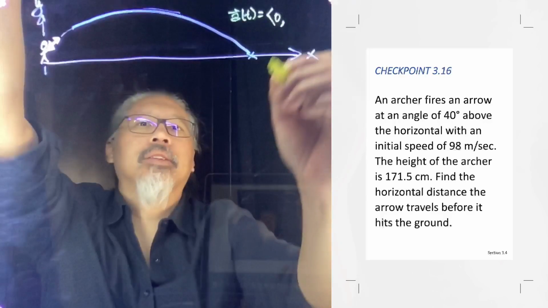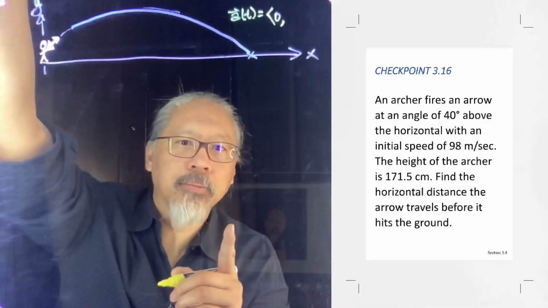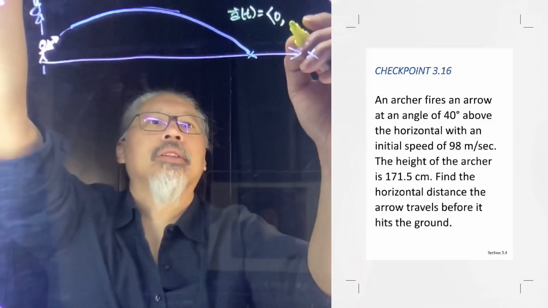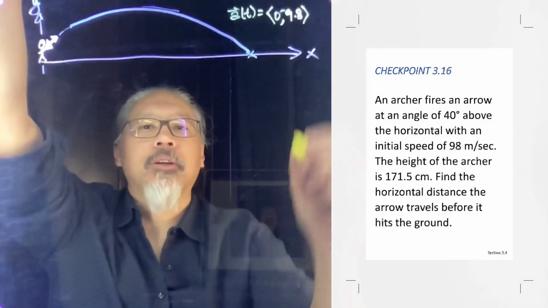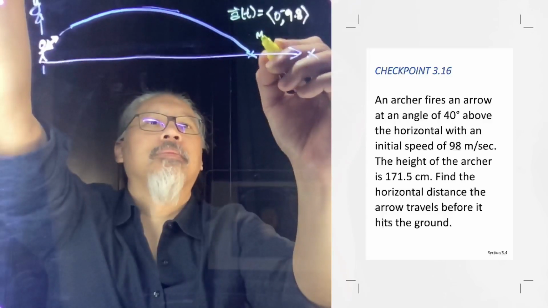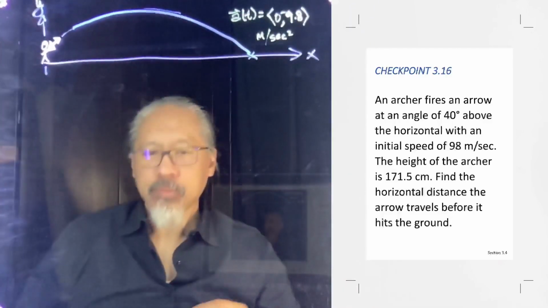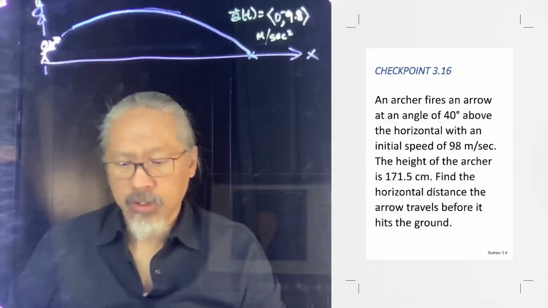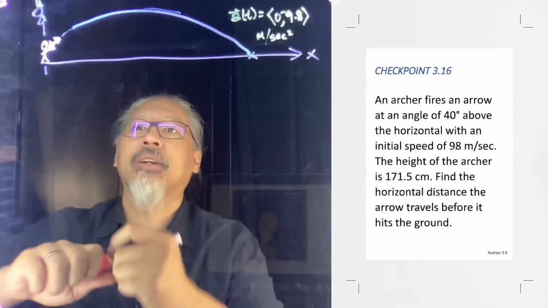We're doing this in meters, so this is going to be negative 9.8 meters per second squared. Now to do this problem, we're going to need to get a few things set up.